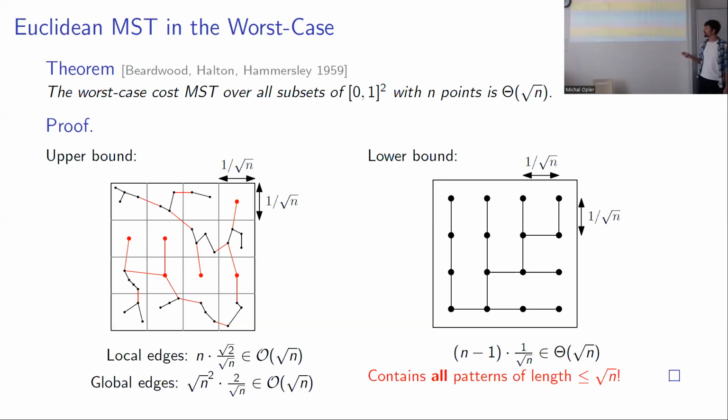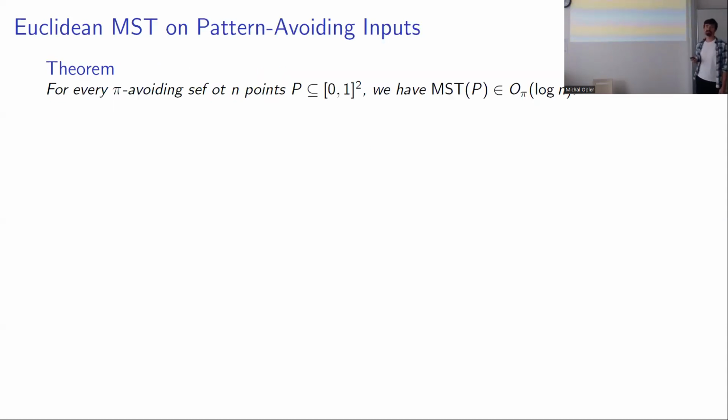But observe that, in particular, this kind of lower bound contains all patterns of length at most square root of n. Right? So it's like a very not pattern avoiding. It in fact contains all of them up to some length. So this gives us hope that something better, something nice happens when we restrict the inputs to be pattern avoiding. And in fact, it does. So it collapses to logarithm of n.